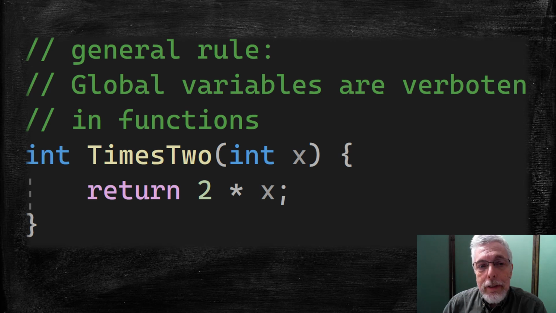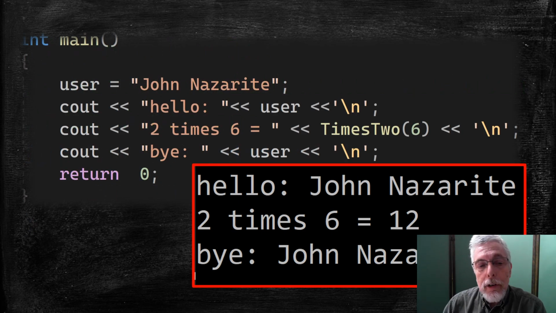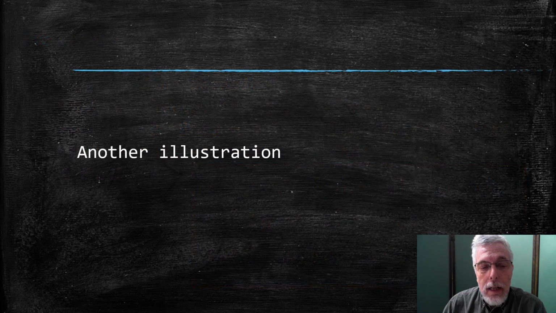So here's a nicer rewrite of that function. x2, pass it an integer, we'll call the integer x, 2 times x, and we return the value. Nicely encased. So now when we run our code, it runs exactly as expected. There are no tricks. Another illustration.